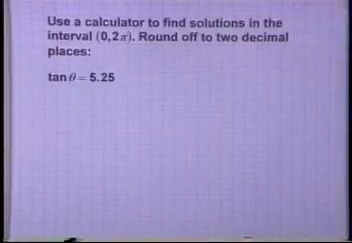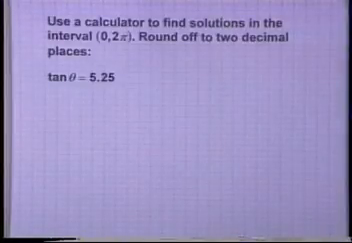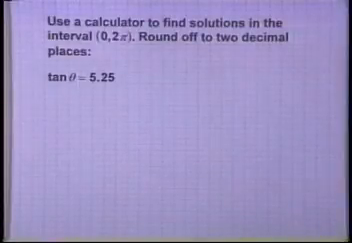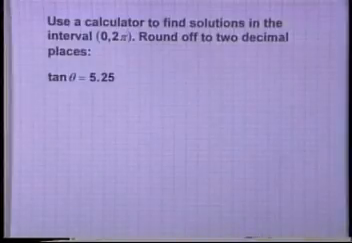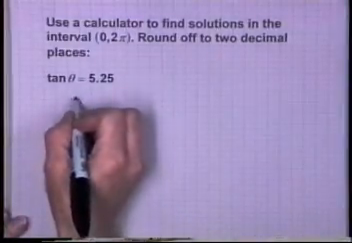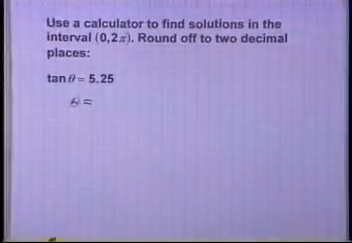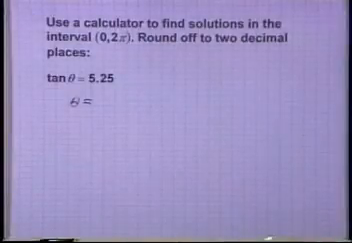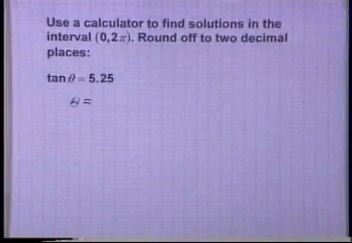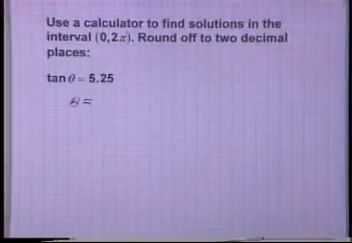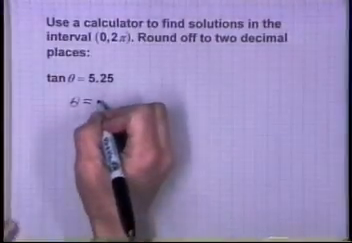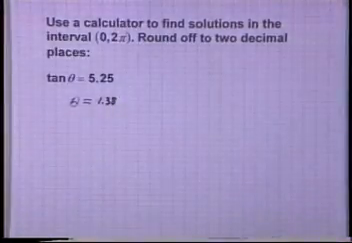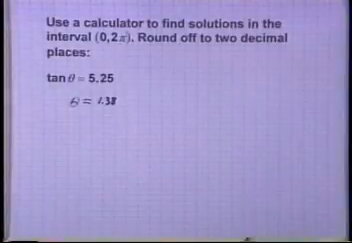Use a calculator to find solutions in the interval 0 to 2 pi. Round off to 2 decimal places. Notice here we have tangent theta is 5.25. Again, this is not an angle that we recognize. We will be going to our calculator and using inverse tangent this time. So inverse tangent 5.25, whichever order you need to enter that in your calculator. And rounding off to 2 decimal places, I get 1.38. Now, I would encourage you as you watch this lesson that you may want to pause your tape, get out your calculator, and make sure that you're getting these same answers that I'm getting.